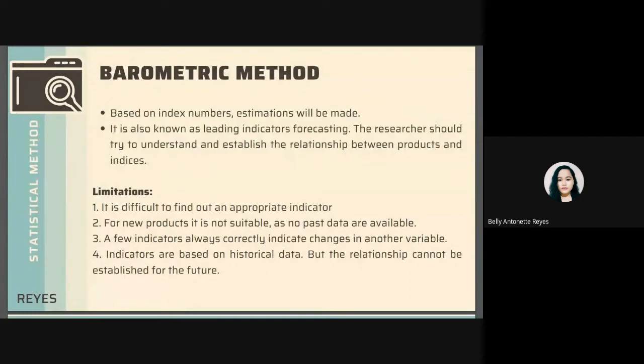Second, for new products, it is not suitable as no past data are available. Third, a few indicators always correctly indicate changes in another variable. And lastly, indicators are based on historical data, but their relationship cannot be established in the future. So that would be all for the methods of demand forecasting.